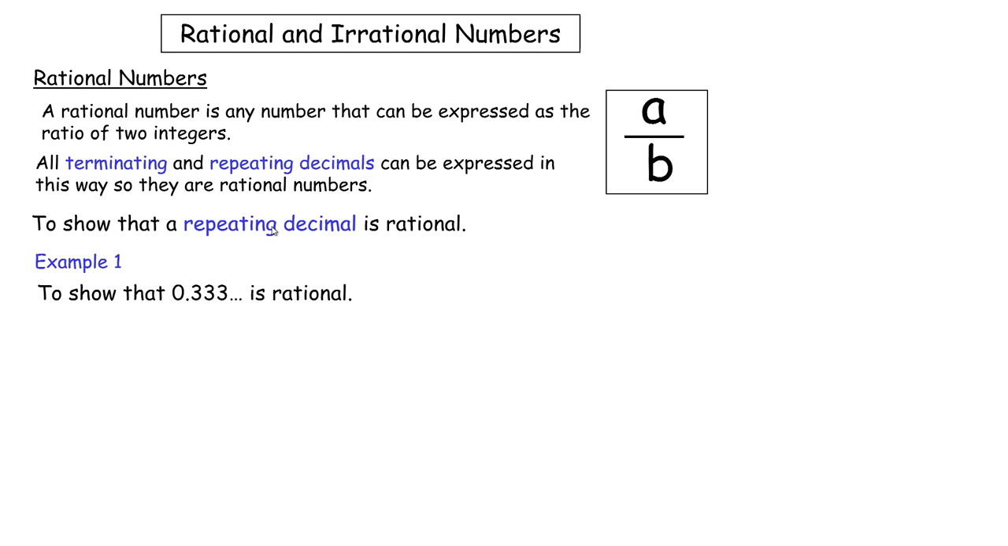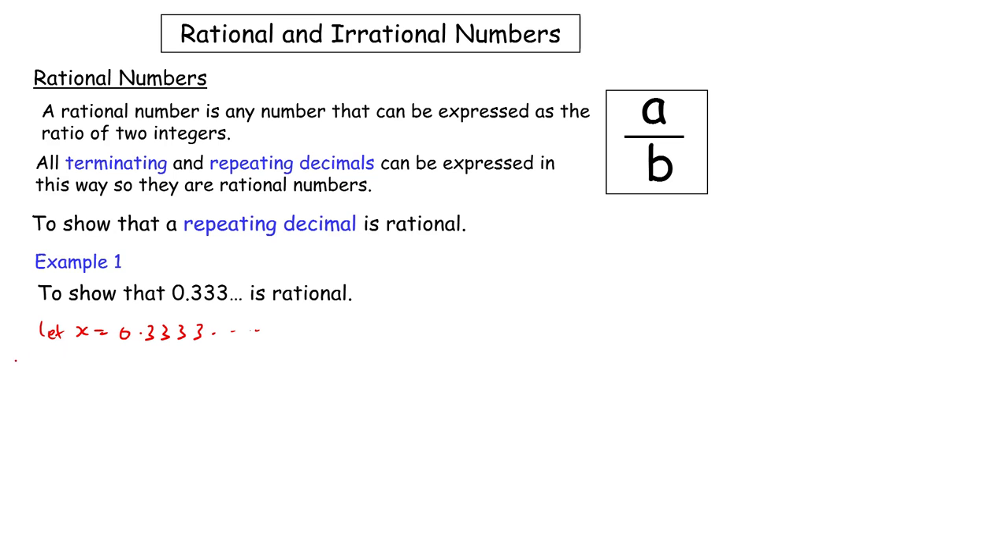So now we're going to show that a repeating decimal is rational. Now, as we've stated, our definition of rational numbers means that we can express the rational number as a fraction. So if we can express 0.33 as a fraction, then we can show that it is a rational number. So what I'm going to do is let x be equal to 0.3 recurring.